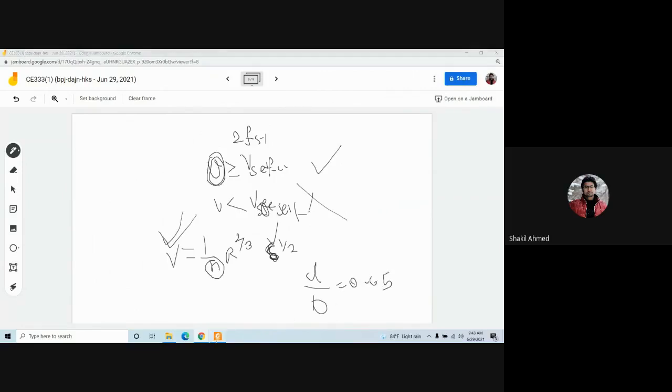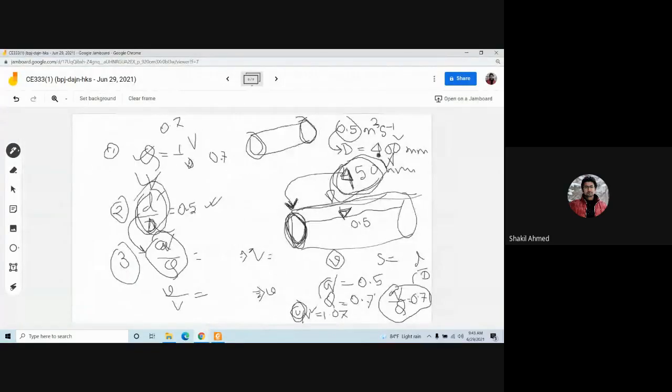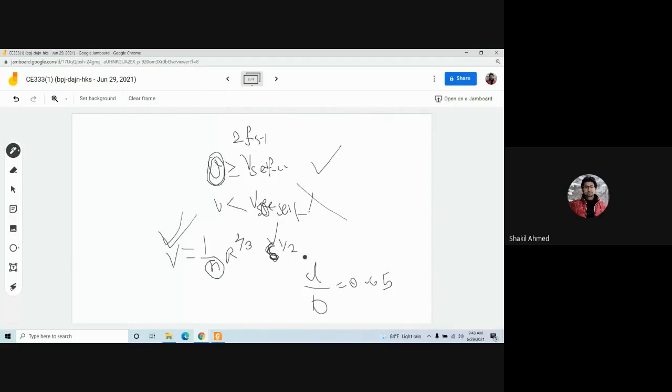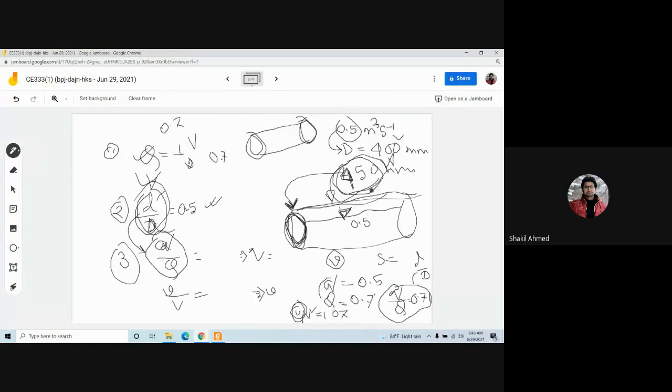What is the capital D here? It's given here, 450, right? Capital D is 450. Clear? Yes, sir. Remember, we are doing it for analyzing the new pipe diameter. This is 450, so don't use 400 here. Okay. Any question? No, sir. Okay.